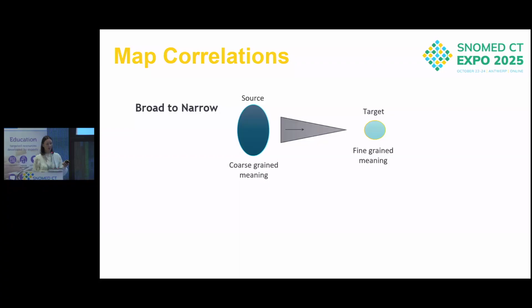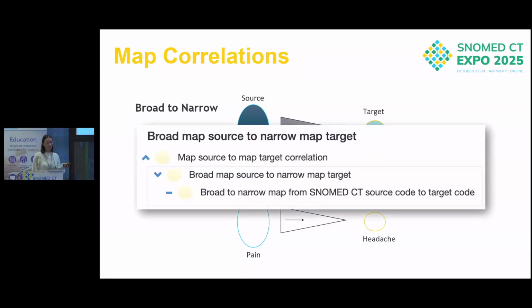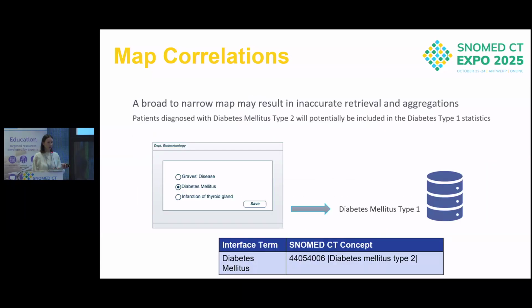Okay, so this is an example of your broad to narrow map. This is where you've got a more coarse-grained meaning concept mapped to a finer-grain one. So this would be an example if you've got pain and it's then mapped to headache. And that would be the SNOMED CT concept that you would use to record that correlation of that map as you're creating your map.